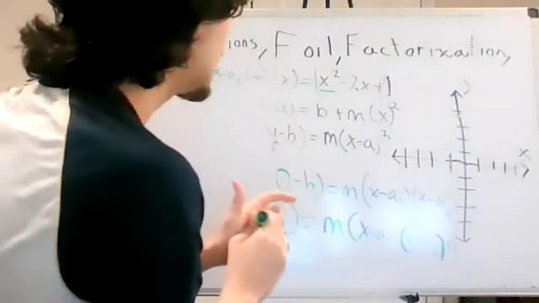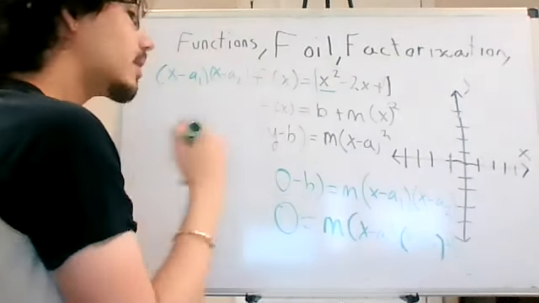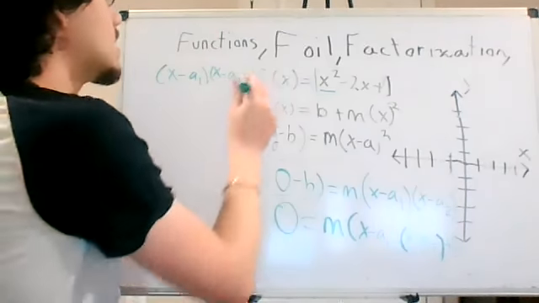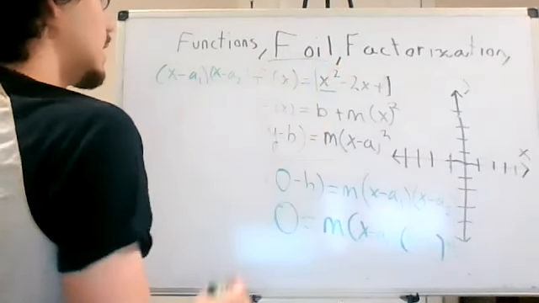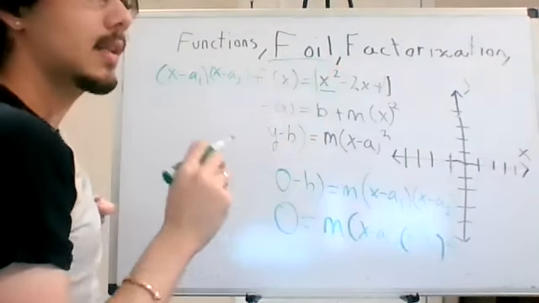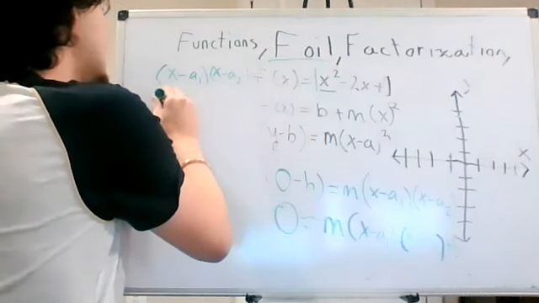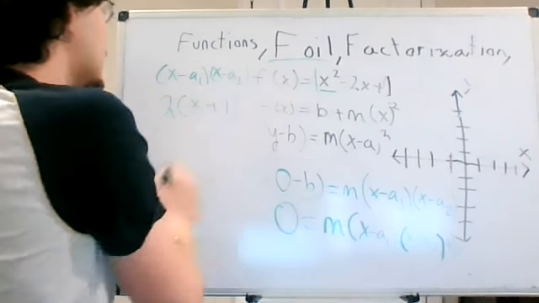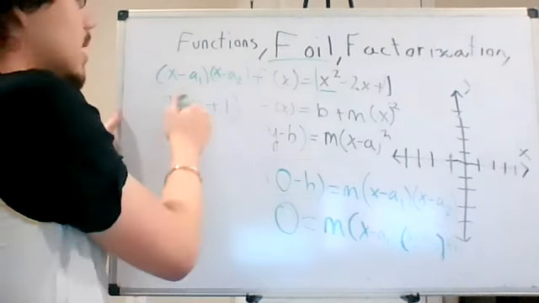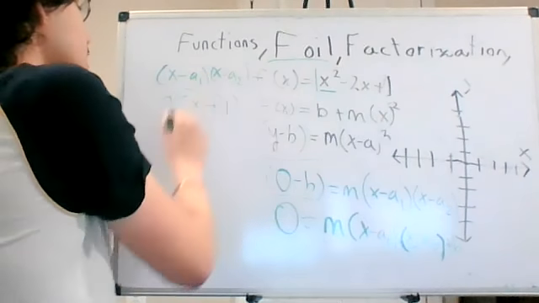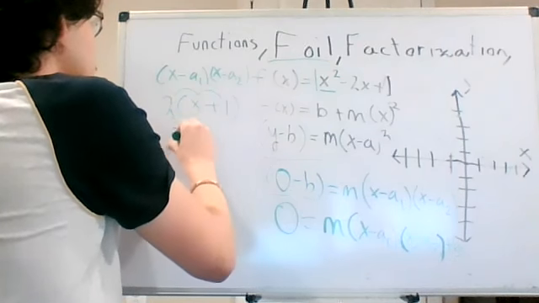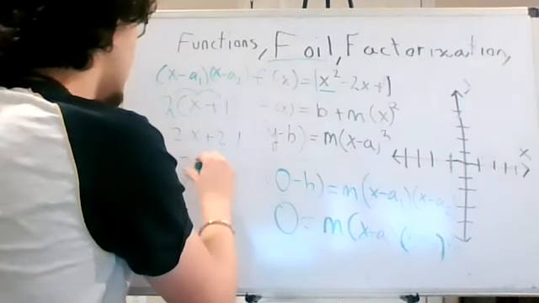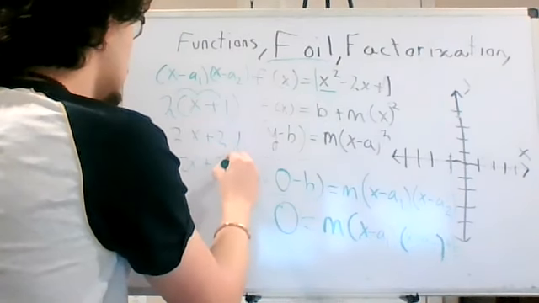If you remember distribution, what will happen is FOIL. This is an important concept. This is simply the idea that you use when you see 2 times x plus 1. It is the same idea, because what you do is that you take the 2 and you multiply it to both terms. So you multiply 2 times x plus 2 times 1. So you get 2x plus 2.